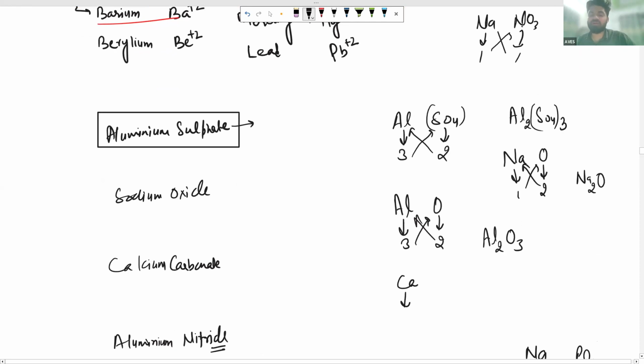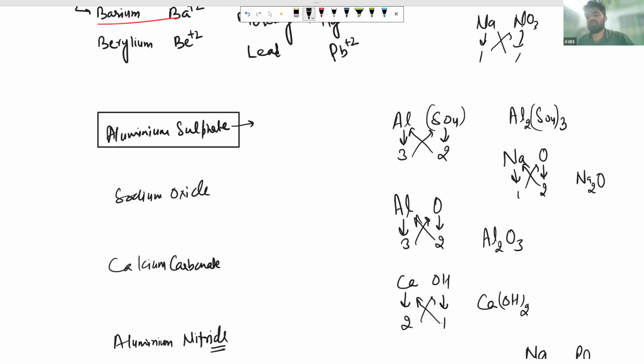Like for example, calcium hydroxide. Calcium has valency 2 and hydroxide ion has 1. So you cross multiply, you will get Ca. Don't write 1 here. So it will be Ca(OH)2. When the positive and negative ions both have the same values, like calcium has 2 and sulfate has 2, no need to cross multiply, just cut it and you will get the formula CaSO4.